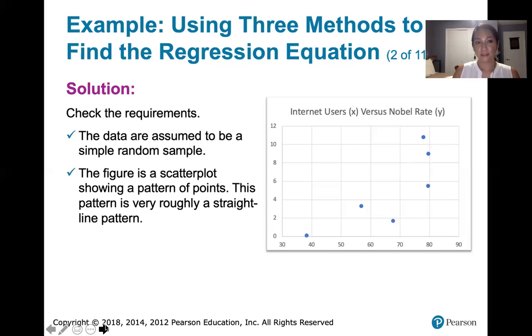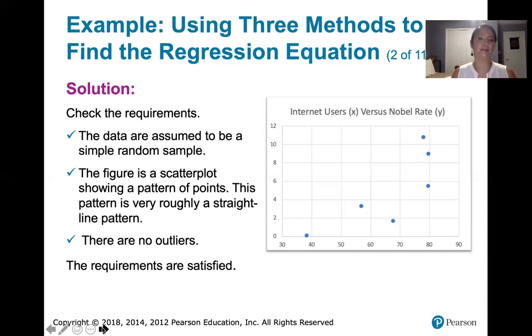Now, in our figure, we see a scatter plot of points. It's very roughly a straight line pattern. I can imagine a line that goes through this. So I would say, okay, that's good enough for us. We can come up with a regression equation, and I don't see any outliers. So the requirements are satisfied. Now, let me show you how to come up with this scatter plot in Excel.